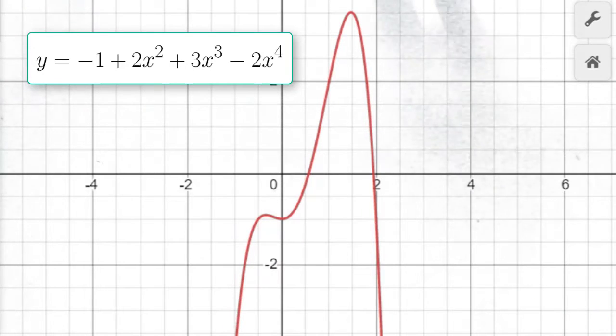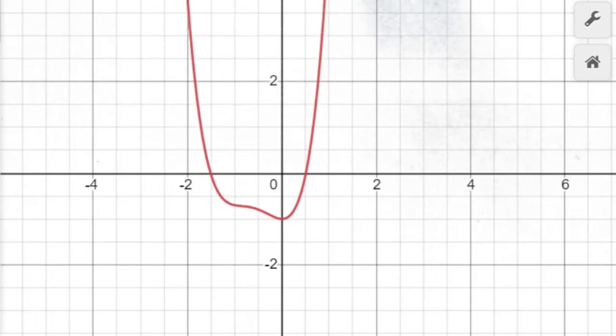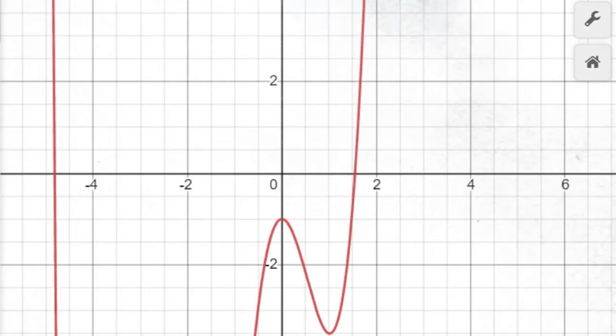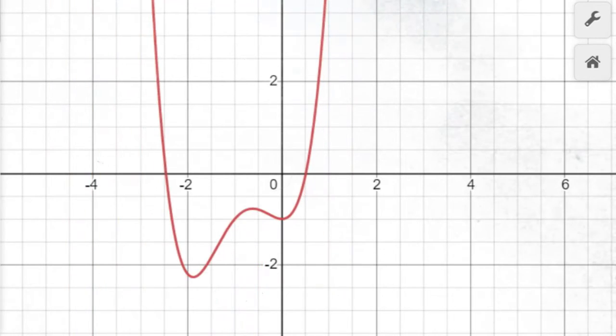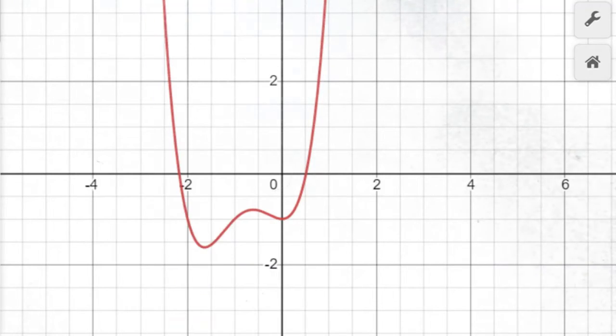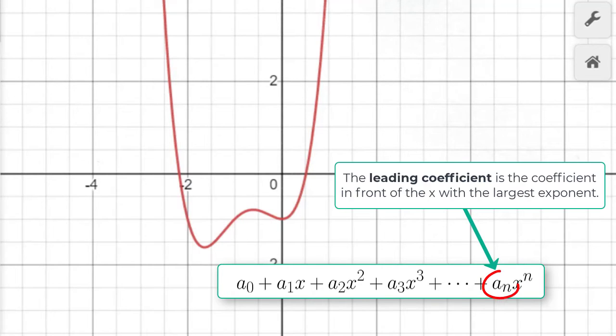Now, if we keep playing with this polynomial and adjusting its parameters, you'll see that no matter how I adjust the parameters, the polynomial will always have either one of those two end behaviors. It'll either be going up on both sides or down on both sides. This is a property of even degree polynomials. So if the degree of the polynomial is even, we know it'll either be going up on both sides or down on both sides. Now, what determines whether it's going up or down? Well, that is the leading coefficient.